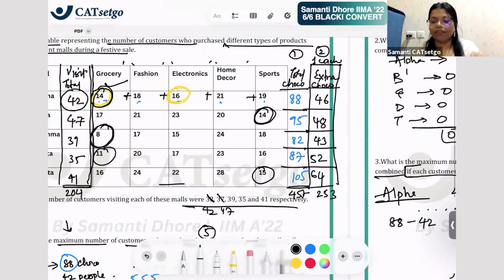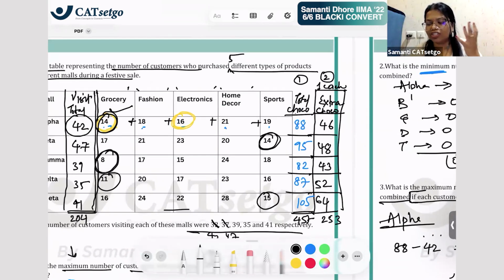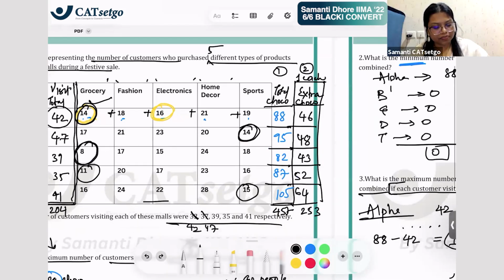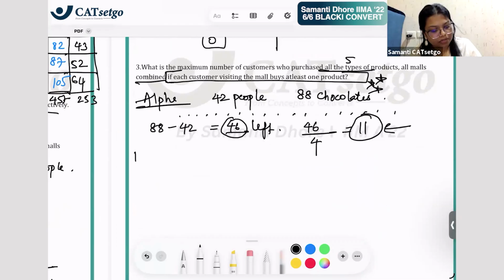Because if we are giving them 5 chocolates, we should have as many chocolates of each type, because every person gets only one chocolate of one type. So 11 is lesser than all of these numbers, right? So it's very easily possible that each person gets one chocolate after meeting the condition. So that's your answer. Similarly, tell me for beta, what's the answer?